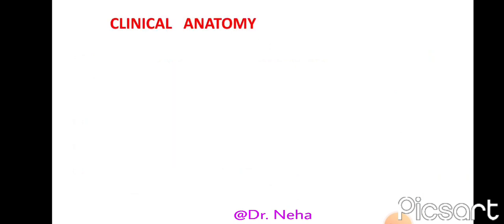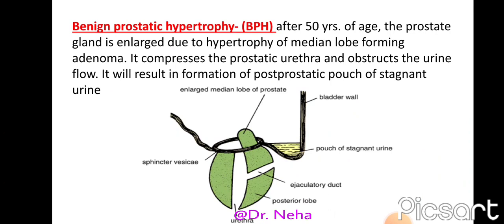Now the clinical. First is the benign prostatic hypertrophy. It is shortly termed as BPH. After 50 years of age, the prostate gland is enlarged due to hypertrophy of the median lobe, forming adenoma. This compresses the prostatic urethra and obstructs the urine flow. This will result in the formation of post-prostatic pouch of stagnant urine in the bladder.